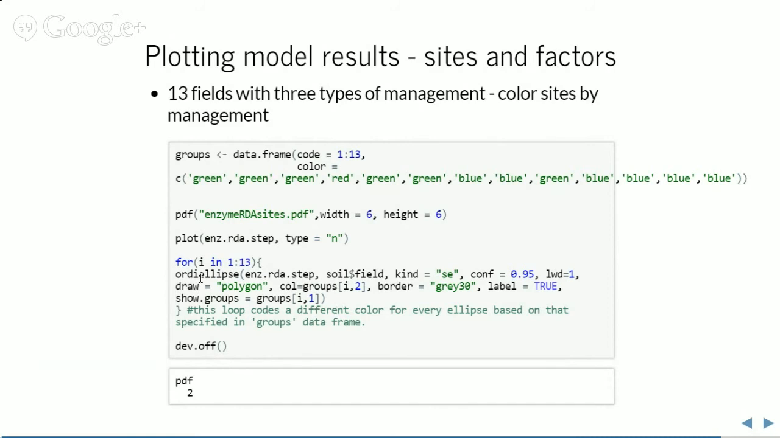And so I hope that makes sense. And then on the second time around, i is going to be equal to 2. We're going to plot field 2 with the color specified in row 2. And it's going to work through that 13 times to give us the plot that we looked at. So not that straightforward, but it works pretty well. Any questions on how to do that? Any suggestions on how to do it better? I don't know.